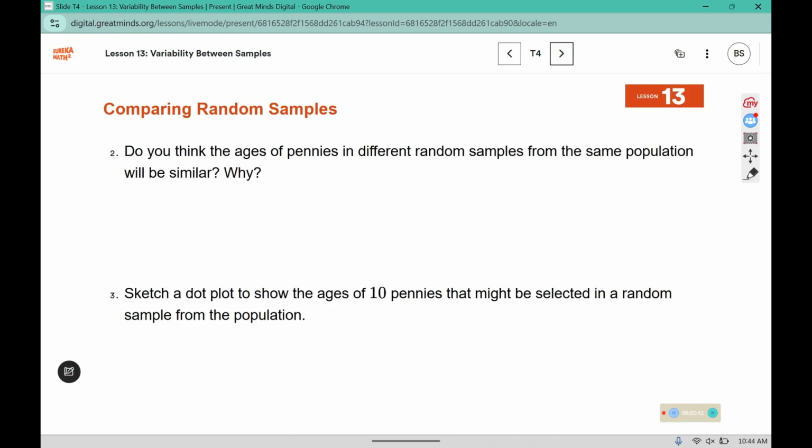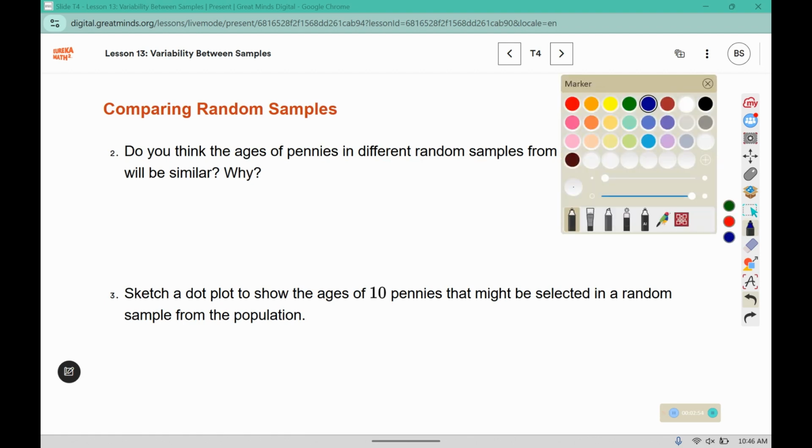Do you think the ages of pennies in a different random sample from the same population will be similar? Why? Well, they are random samples, so we don't expect them to be exactly the same, but because they come from the same population, they should be similar.